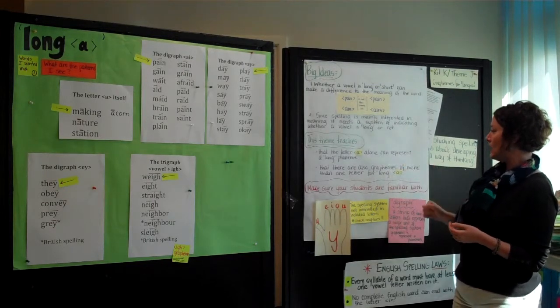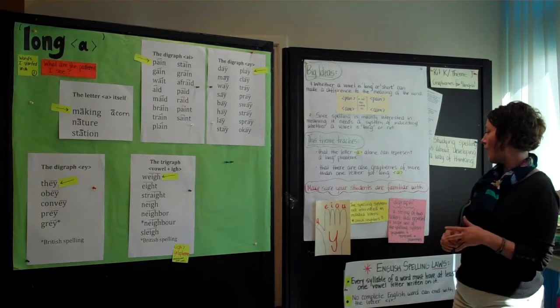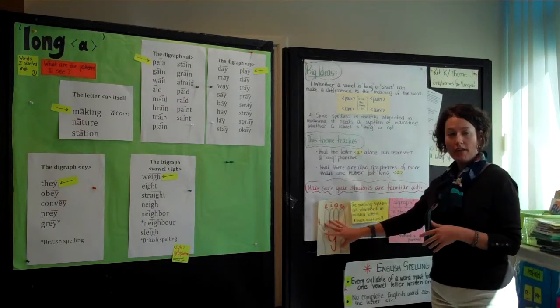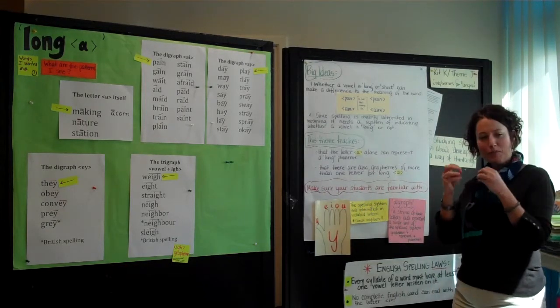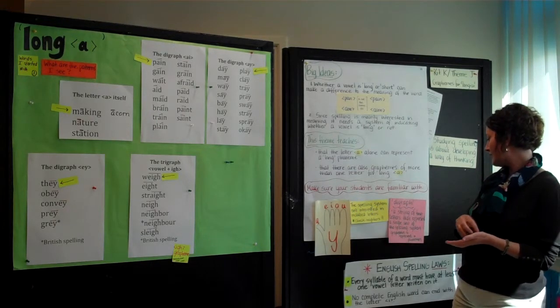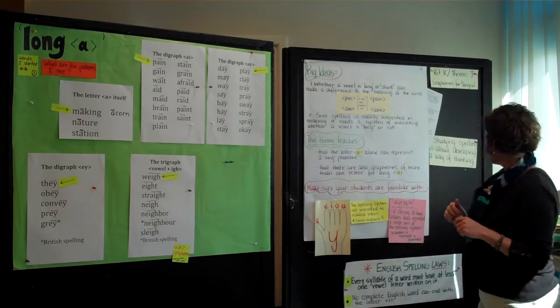Let's see. So the letter A alone can represent a long phoneme. There are also graphemes of more than one letter for the long A. And of course, make sure they have the vowel hands. Don't just think about isolated letters, but check the neighbors. And digraphs are strings of letters that represent a single unit of the spelling system. And in this, we actually look at a trigraph as well.